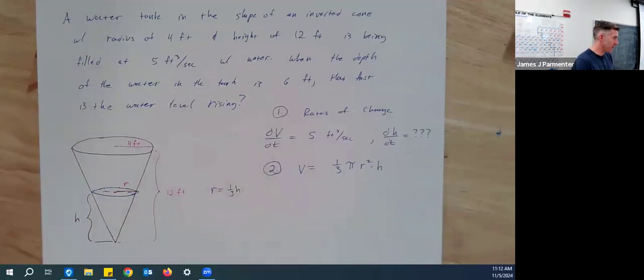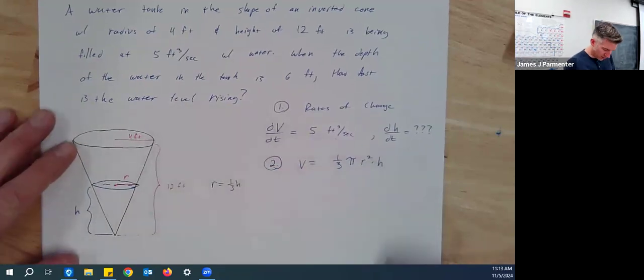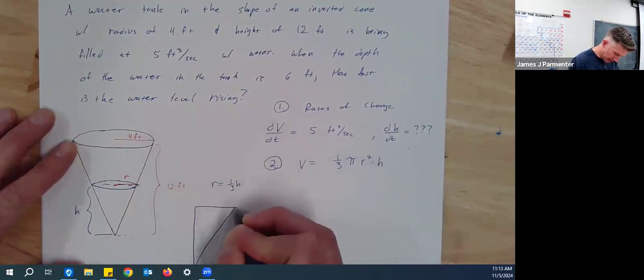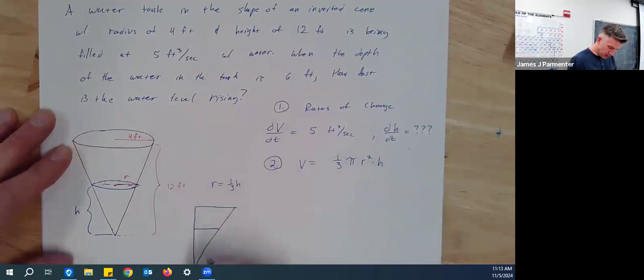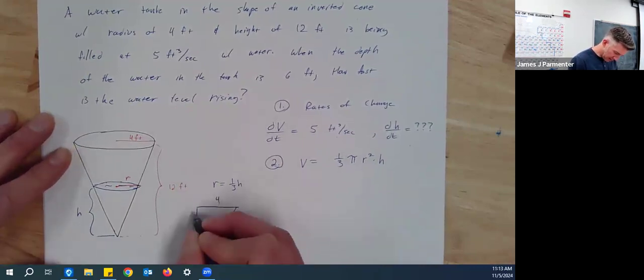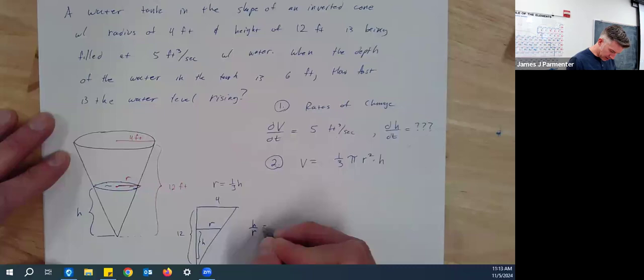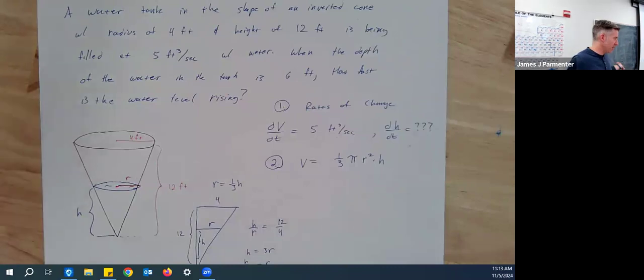Totally works every time. Now, if you want to write down more things, you could use the fact that we have some similar triangles here. In the big triangle, this length is 4 and this length is 12. In the small triangle, this length is R and this length is H. And you could say that H over R is equal to 12 over 4. And you could solve for R. H equals 3R. R equals H over 3. Still get the same place.